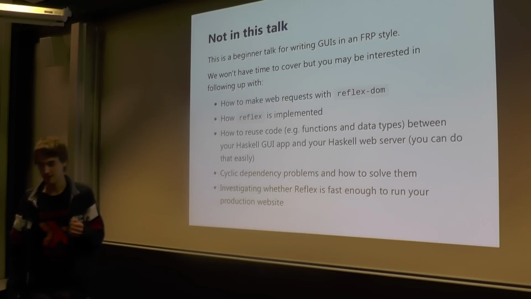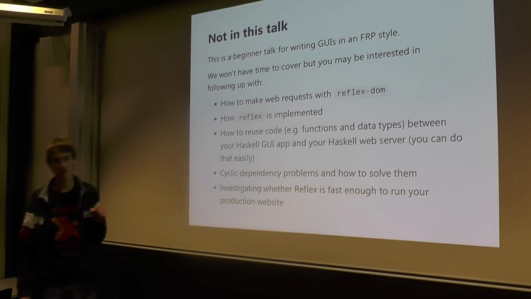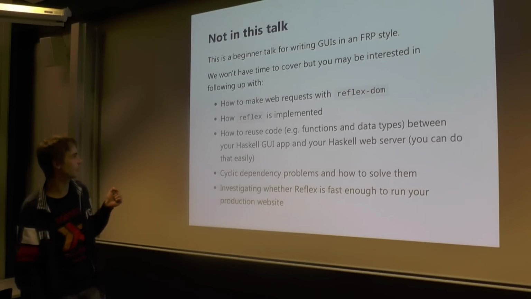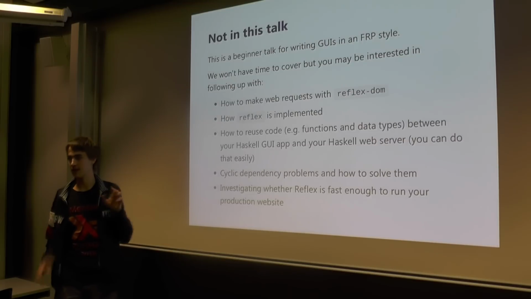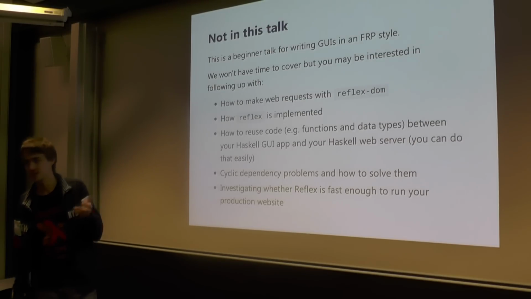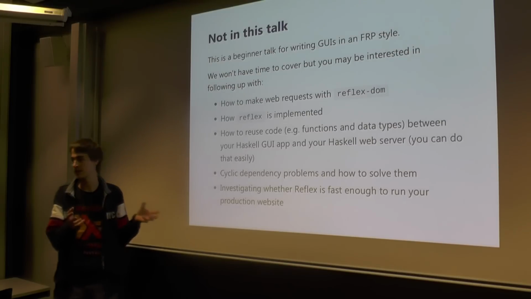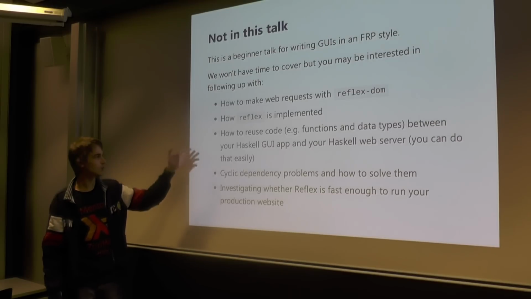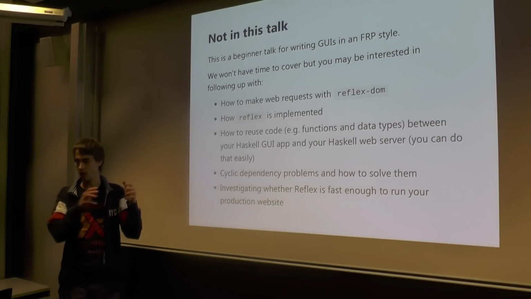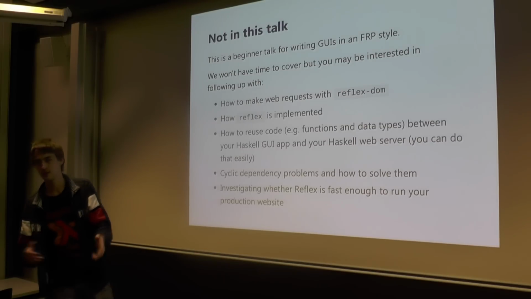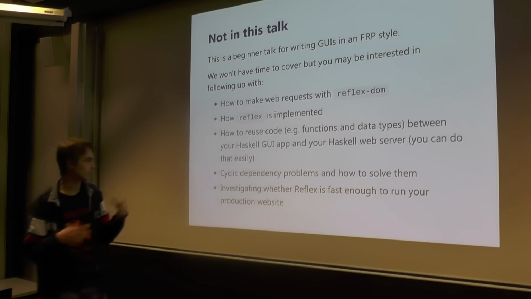So we do not have in this talk these types of advanced topics that are still very interesting that you might want to research yourself, or we might talk about this another time, which is how do you make web requests. I leave this away. I only do the part now that deals with making GUI elements. How Reflex or FRP frameworks in general are implemented such that they efficiently make the state changes in your browser, also not part of this. How to reuse the code between your Haskell in the browser and Haskell on the server, for example. That works very well. I've done it for some client projects in the past. We'll not show it here though.